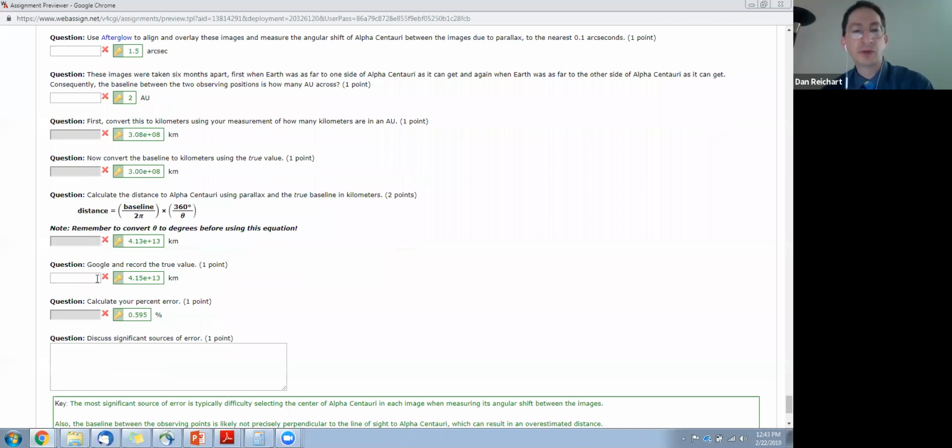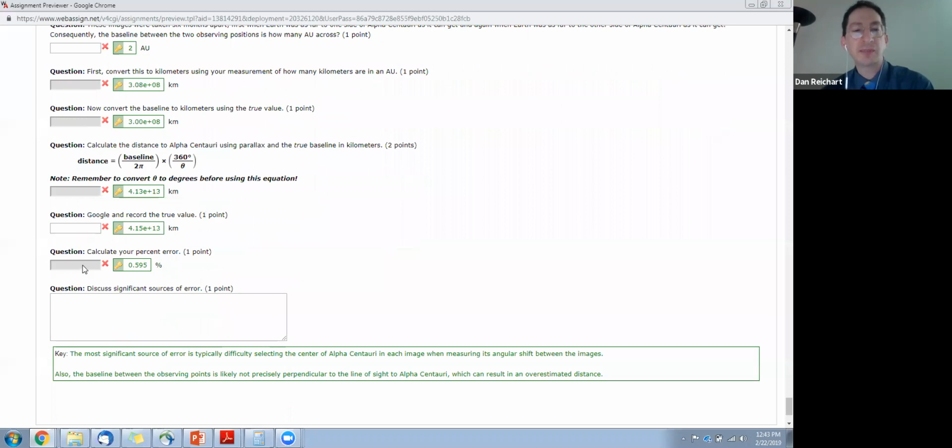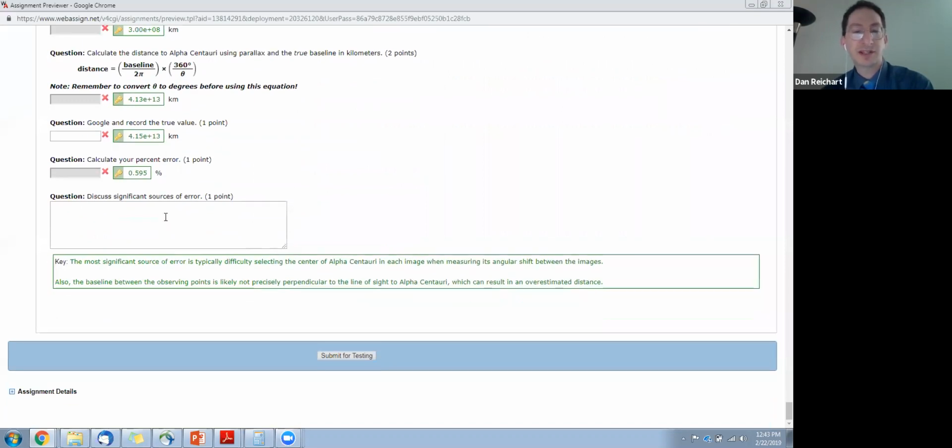We have them Google the true answer in kilometers and calculate percent error. And these percent errors tend to be really small, a few percent. And the discussion of sources of error is the same as before: difficulty picking the centers, and it may not be perfectly perpendicular. That's it. That's the parallax lab. Again, it's about a lab and a quarter, so you can decide whether you want to do the manual exercise.